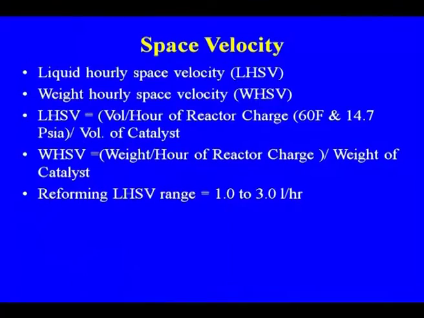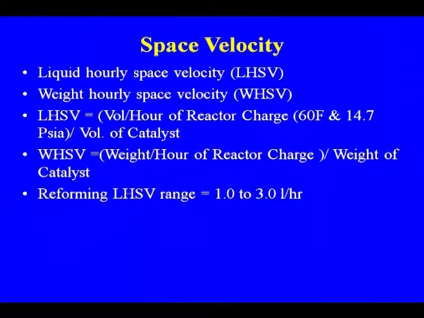Temperature, I was telling you about the temperature, we have already discussed the temperature part. Space velocity, because these are the two terms normally we use in the case of space velocity. One is the liquid hourly space velocity, another is the weight hourly space velocity. Liquid hourly space velocity is the volume per hour of the reactor charge divided by the volume of the catalyst, and weight hourly space velocity is the weight per hour of the reactor charge divided by the weight of the catalyst.